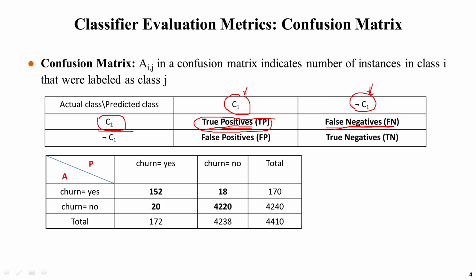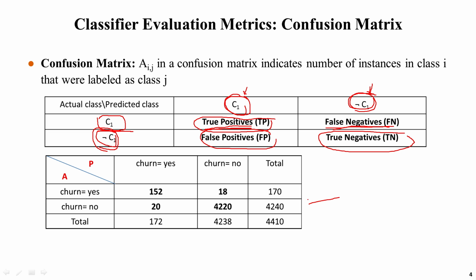Similarly, true negatives, or TN, are the number of instances from non-C1 that are classified correctly as non-C1. And false positives, or FP, are the number of instances from non-C1 but misclassified as C1.